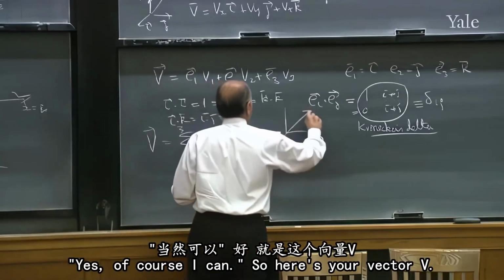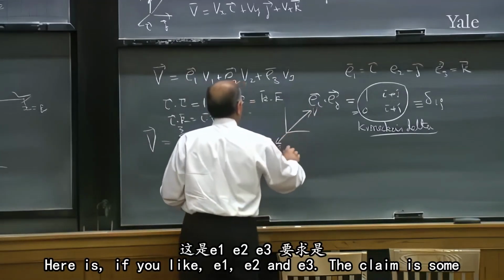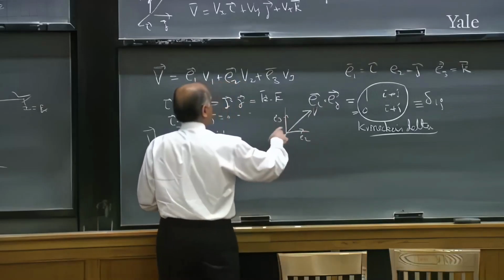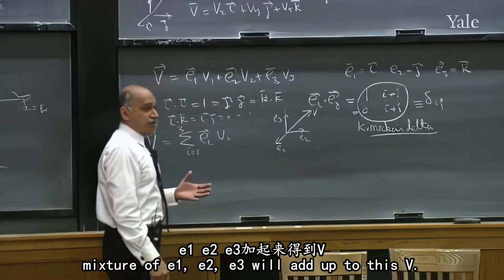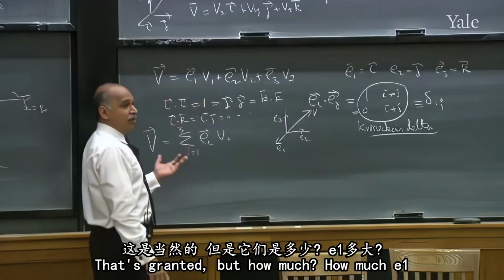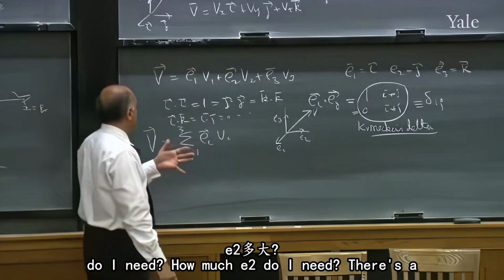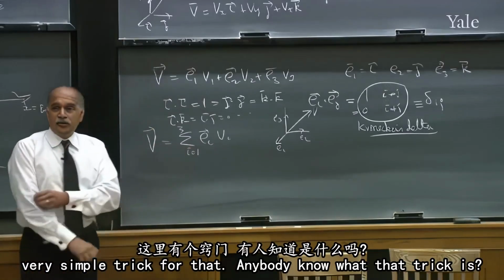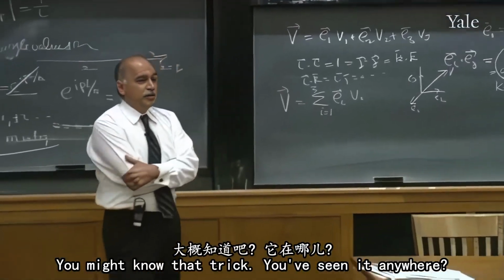So here is your vector, v. Here is, if you like, e1, e2, and e3. The claim is some mixture of e1, e2, e3 will add up to this v. That's granted. But how much? How much e1 do I need? How much e2 do I need? That's a very simple trick for that. Anybody know what that trick is? You might know that trick.